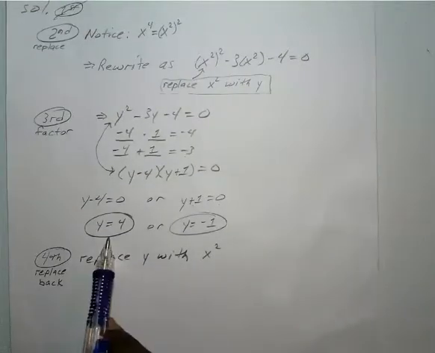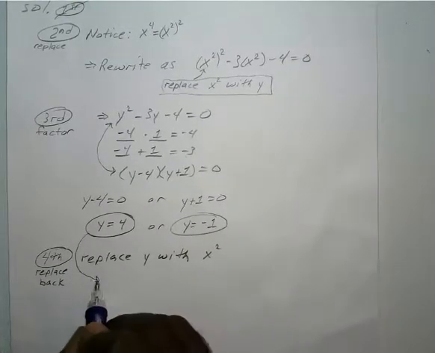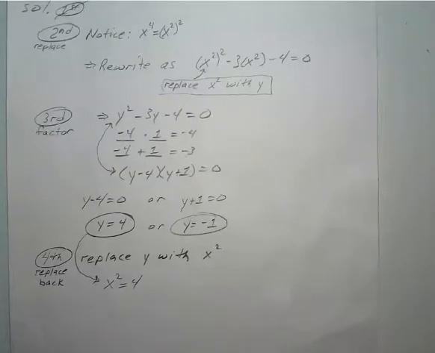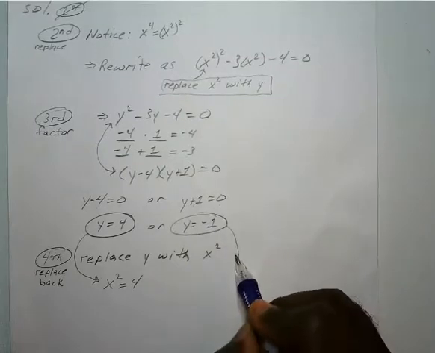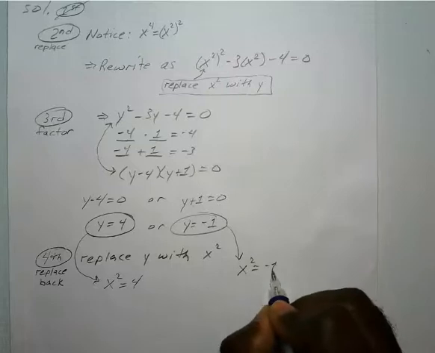So instead of y equals 4, that becomes x squared equals 4. And instead of y equals -1, that becomes x squared equals -1.